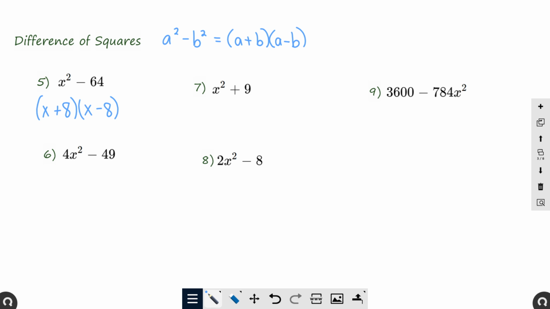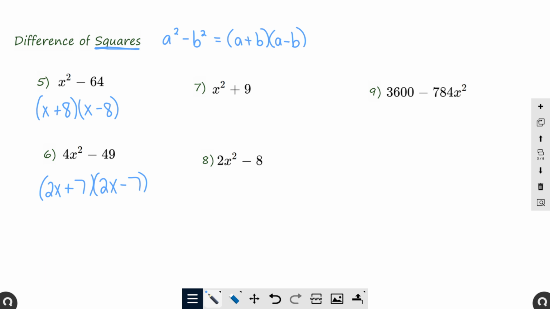Okay, let's try problem 6, the 4x squared minus 49. Now this one has a number in front, but we still do it the same way. It is a difference of squares. What is the word squares referring to? Perfect squares or square roots. What's the square root of 4? 2. What's the square root of 49? 7. So this would factor to 2x plus 7 and 2x minus 7. 2 times 2 makes 4. 7 times 7 makes 49. Remember doing these back in Math 2?